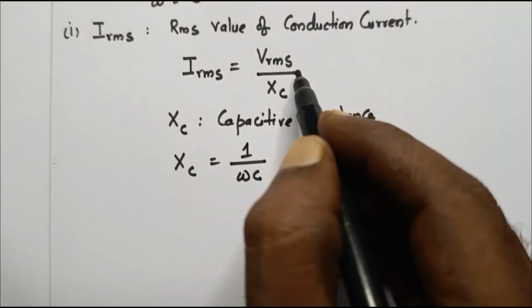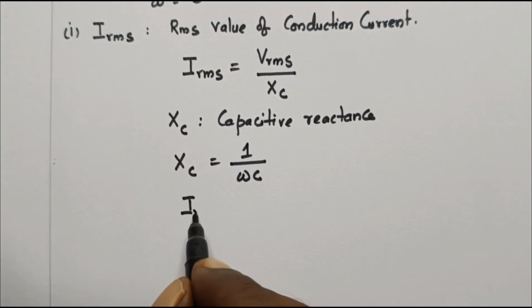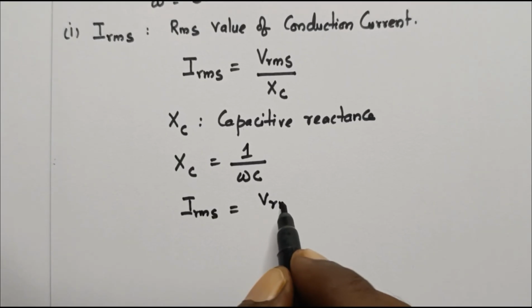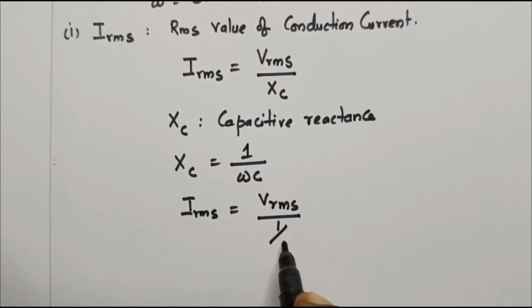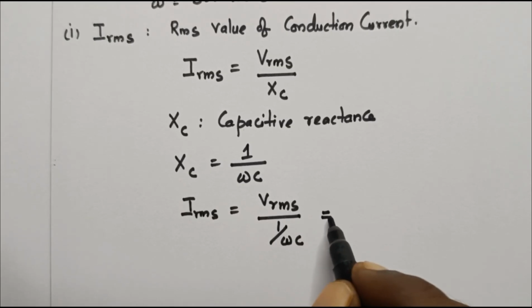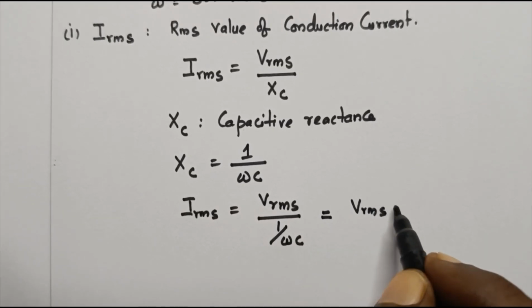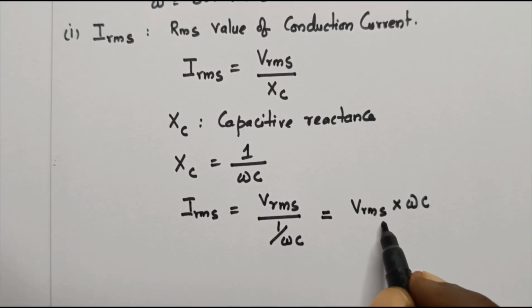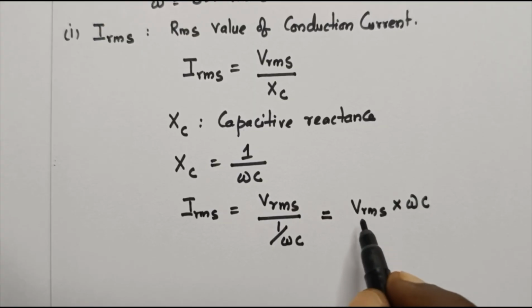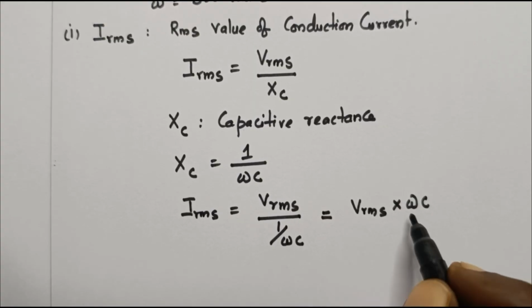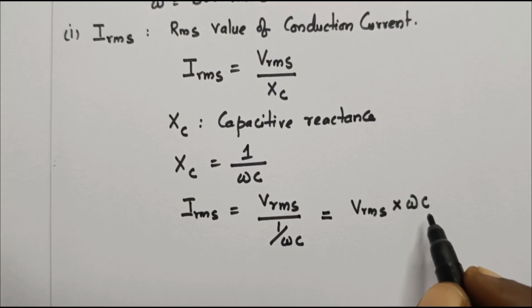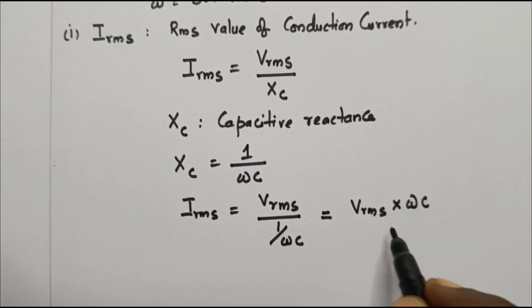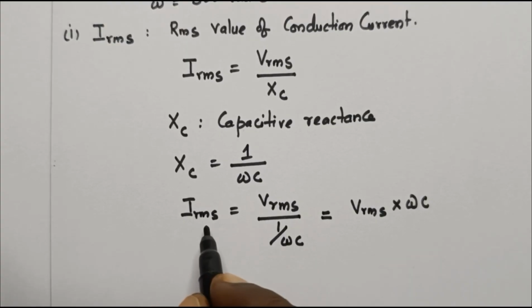Therefore, we can write this formula as I RMS is equal to V RMS divided by 1 by omega C. Therefore, we can write this term as a reciprocal. This is equal to V RMS into omega C. Here, V RMS is the RMS value of the voltage of the AC supply, which is given. Omega is the angular frequency. It is given. C is the capacitance of the capacitor. It is also given in this problem. Therefore, by substituting all these values, we can find the value of I RMS.